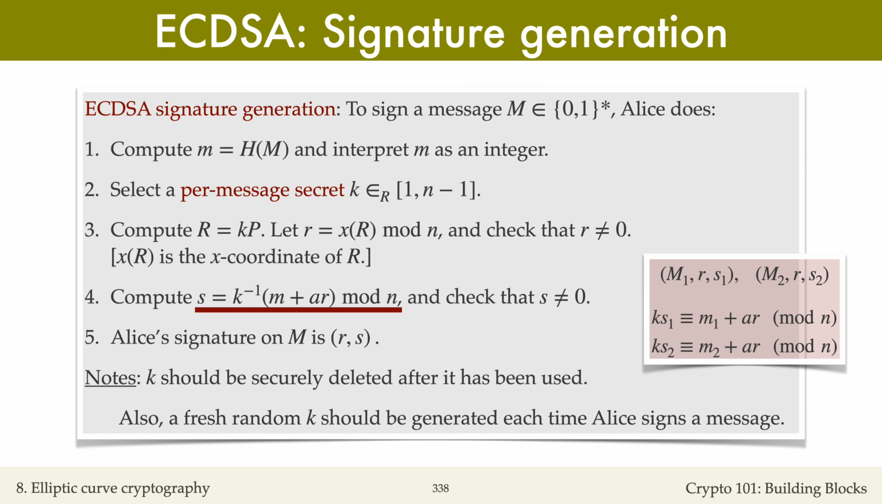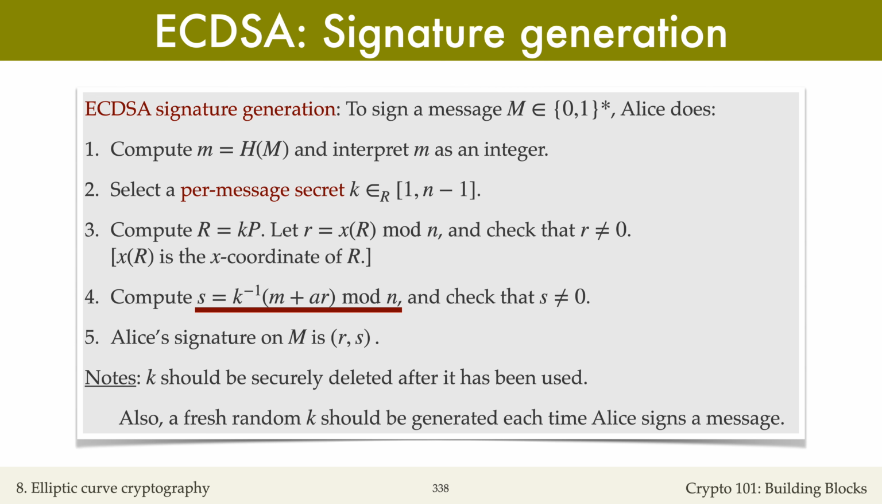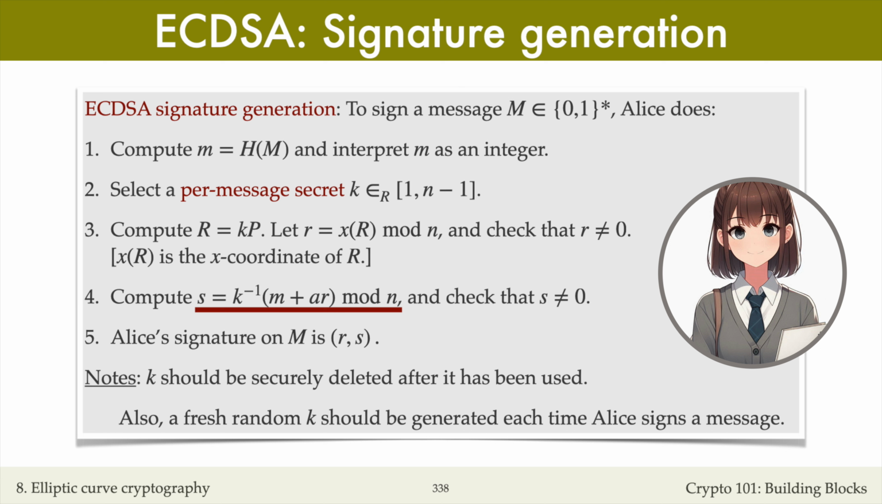The adversary can then efficiently solve these two linear equations to learn K and Alice's private key a. This shows that Alice should never reuse a per message secret to sign two or more messages. However, that's easier said than done. Many ECDSA implementations have been compromised because of the improper generation of per message secrets.